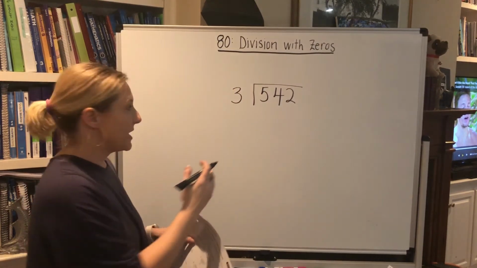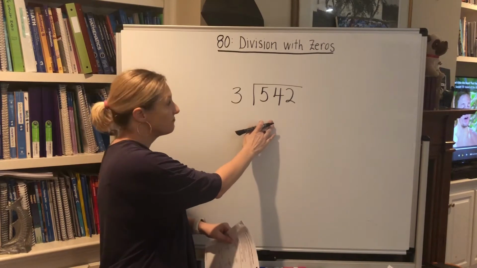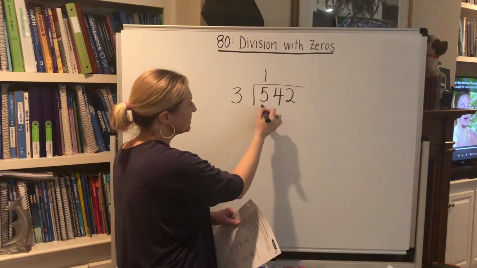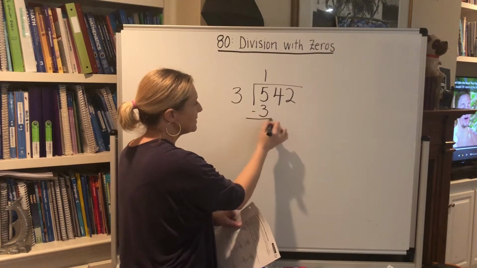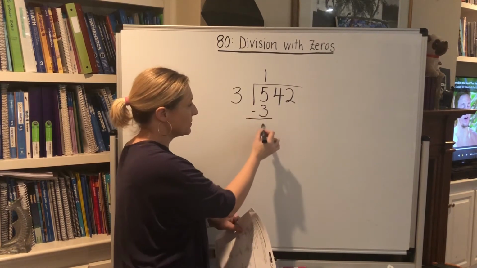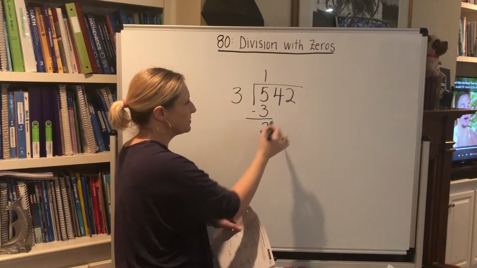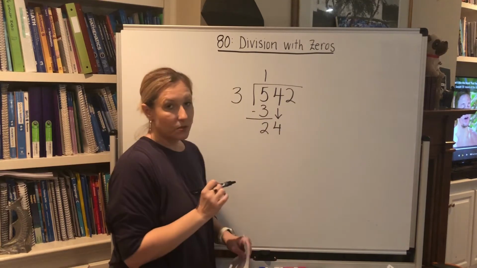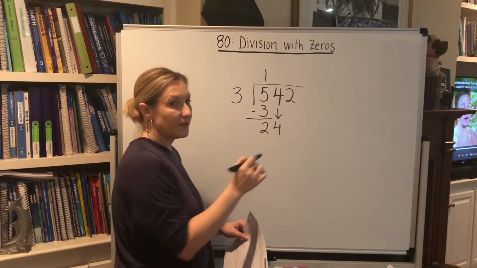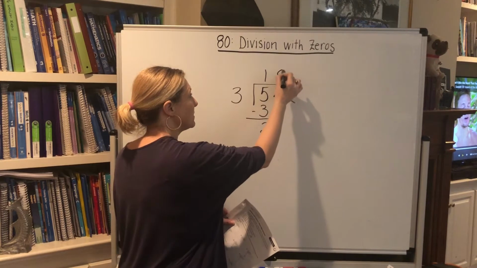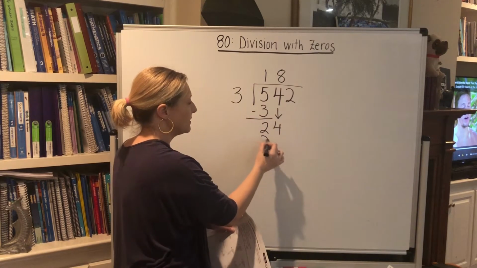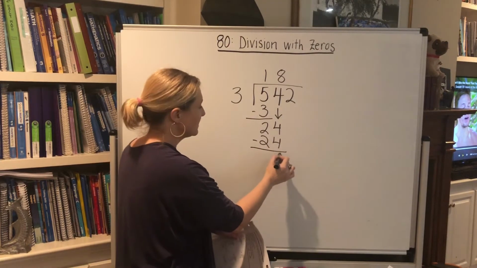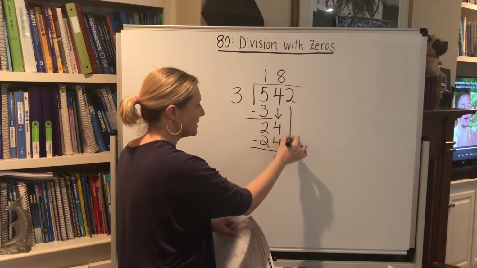Okay, does 3 go into 5? Yes, it only goes one time. 3 times 1 is 3. Subtract. 5 minus 3 leaves 2. Bring down your 4. Does 3 go into 24? Yes, it goes evenly, 8 times. 8 times 3 is 24. Now we subtract. We have nothing left over and we still have a 2 to bring down.